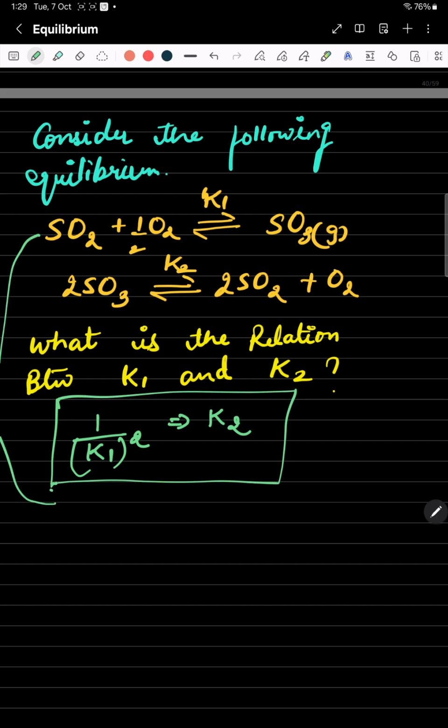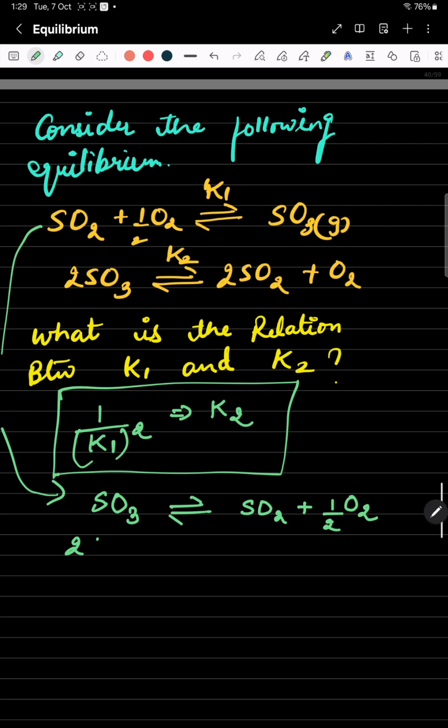You can just simply try for this now. Here you have simply reversed the equation: SO3 will give you SO2 plus half O2. Now what are you doing? Just multiply by 2. So if you multiply by 2, 2 SO3 will give you 2 SO2 plus O2. Clear? Now here we can easily understand: 1 upon K1 you will do, and for twice you need to do the square over here.